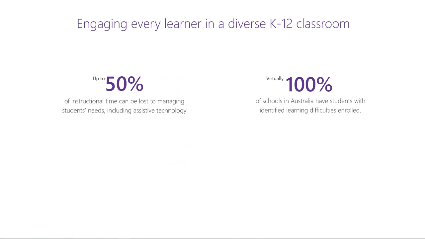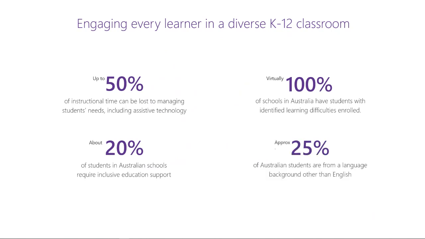Virtually 100% of schools in Australia have students with identified learning difficulties enrolled. You know this, you're teachers, right? About 20% of students in Australian schools require inclusive education support, all right? So that's 1 in 5. And then approximately 25% of Australian students are from a language background other than English. Now, that might not be true of your school. Your school may have more, your school may have less, depending on where you're actually teaching. But that's the stat for the entire country. It's about 1 in 4.